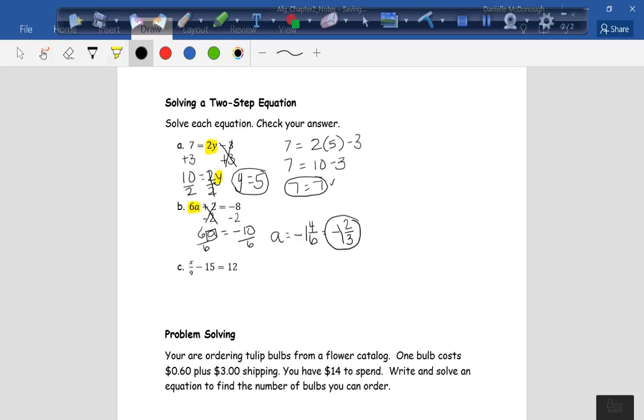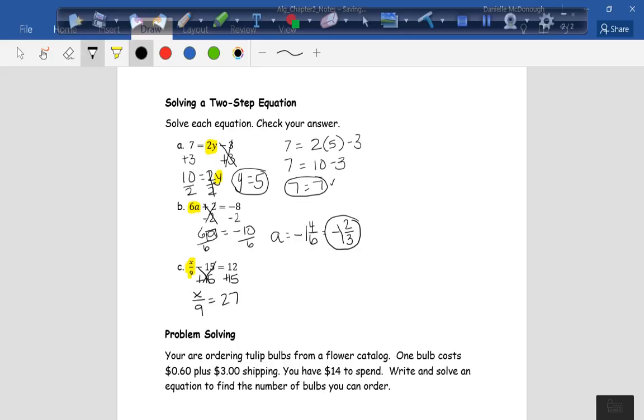If you look at C, this one's a little bit different, but this right here is the term with the variable in it. So that's what we want to get by itself first. In order to do that, we're subtracting 15, so what we want to do is add 15 to both sides. That crosses out. So I'm left with x over 9 is equal to 27.